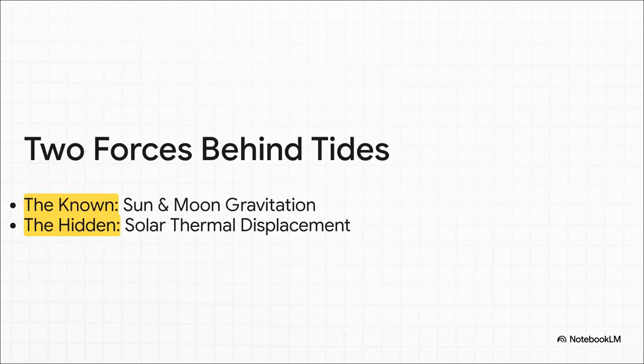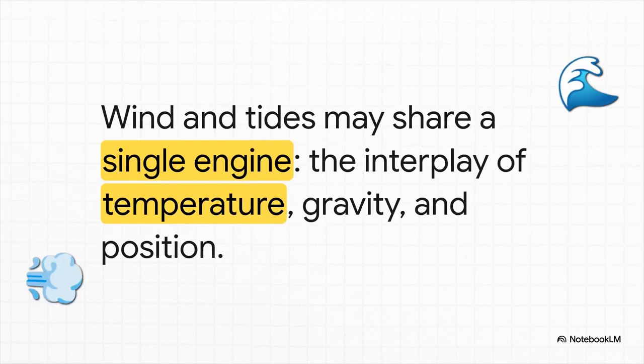So what this new perspective suggests is that tides aren't just about gravity. They're actually the result of two massive forces working together. You've got force number one, the one we all know, the gravitational pull of the sun and moon. And then you have force number two, the hidden one, this enormous push from solar thermal displacement. And that right there, that brings us to this really beautiful, unified idea at the heart of this whole thing.